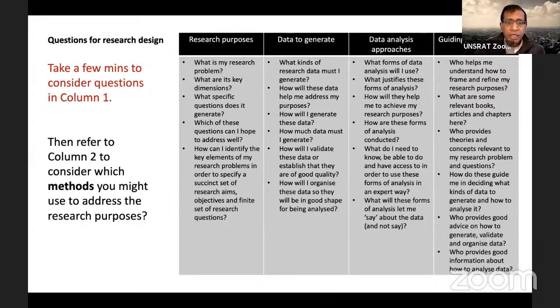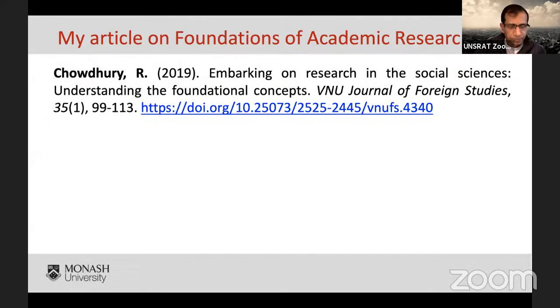Now, if you want to get a summary and a very easy to understand explanation of all of the things that I've explained so far, from ontology to epistemology, methods, methodology, theory, theoretical framework, conceptual framework, then you can read this article. It is open access. It is available online.